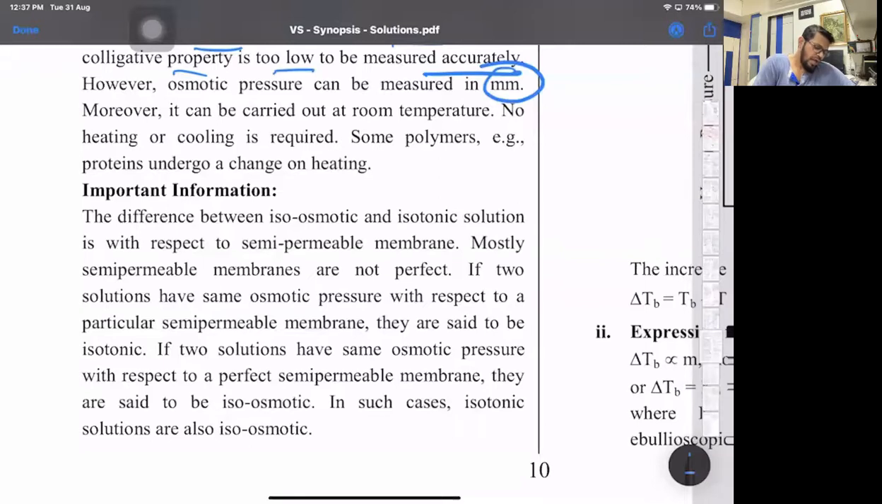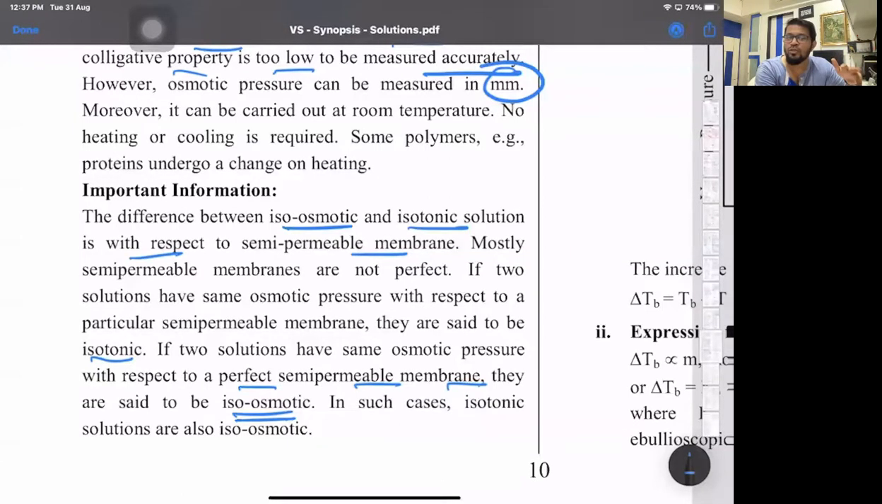The difference between isoosmotic and isotonic solutions with respect to a semi-permeable membrane. Mostly, semi-permeable membranes are not perfect. If two solutions have the same osmotic pressure with respect to a particular semi-permeable membrane, then they are said to be isotonic. If two solutions have the same osmotic pressure with respect to a perfect semi-permeable membrane, they are said to be isoosmotic. So what does the difference mean? The difference is basically because it depends on the pressure. A semi-permeable membrane should be able to resist pressure.